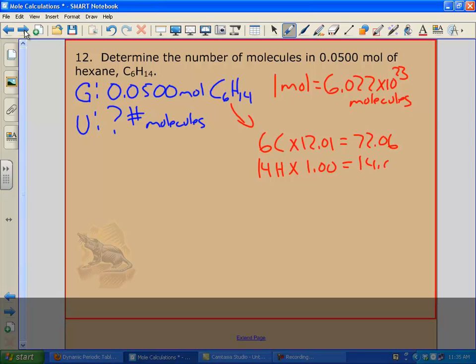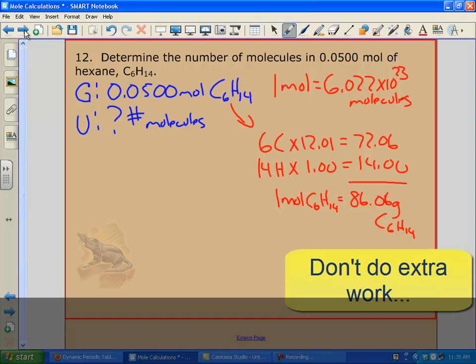I'm going to go ahead and finish calculating it out just so you can get a little bit more molar mass practice. 86.06 grams equals 1 mole of hexane, C6H14. But here's the deal. I don't need it. In fact, if I try to use this, my problem is going to be wrong because there's no grams in this problem. It doesn't ask for grams, it doesn't give me grams, there's nothing about mass or anything like that.